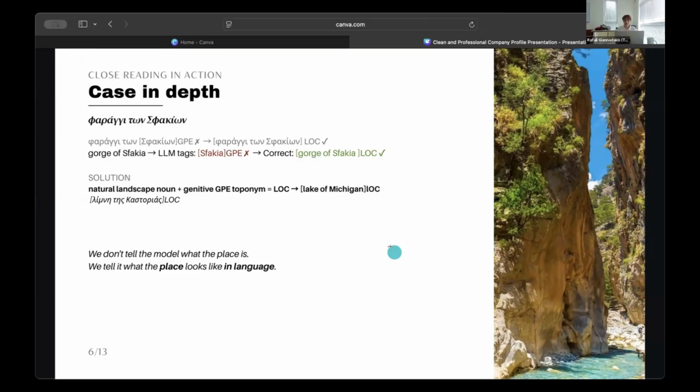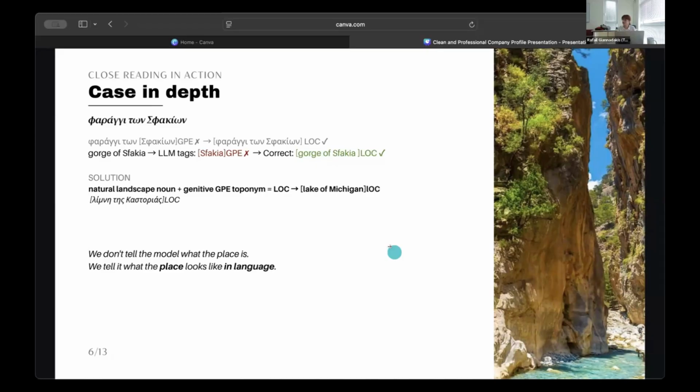The model doesn't have access to the referent the way we do. The referent is, as we know from semantics and NLP, the word for the actual thing in the living world. So when we read Faragi, the head word, as it's called, we immediately connect it to a type of entity in the real world, a physical landscape that has depth and geography. That connection gives us the category LOC, location. The model doesn't make that connection.